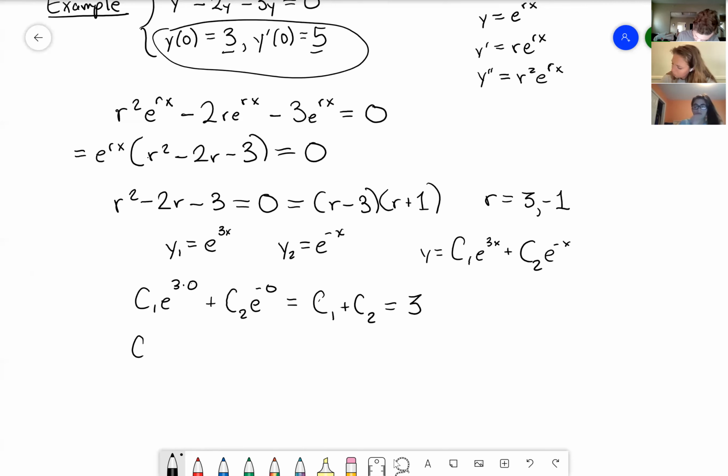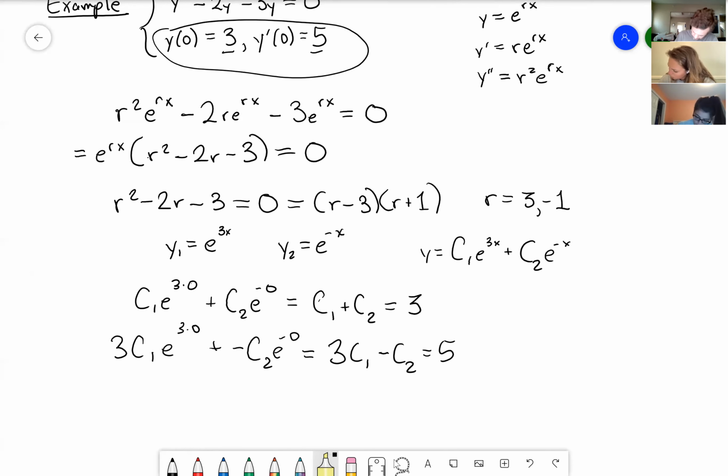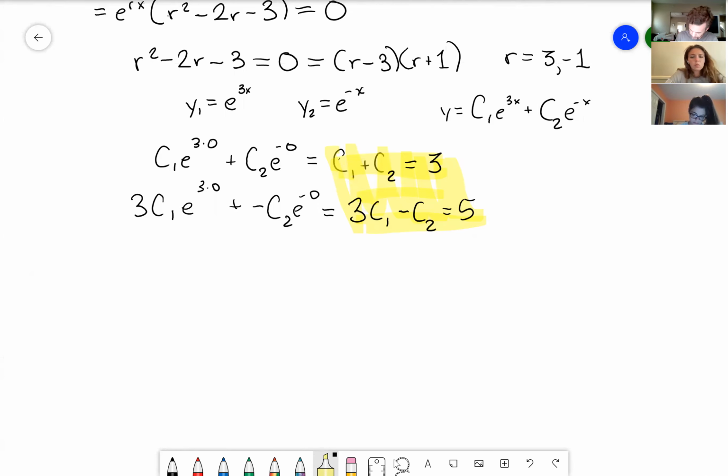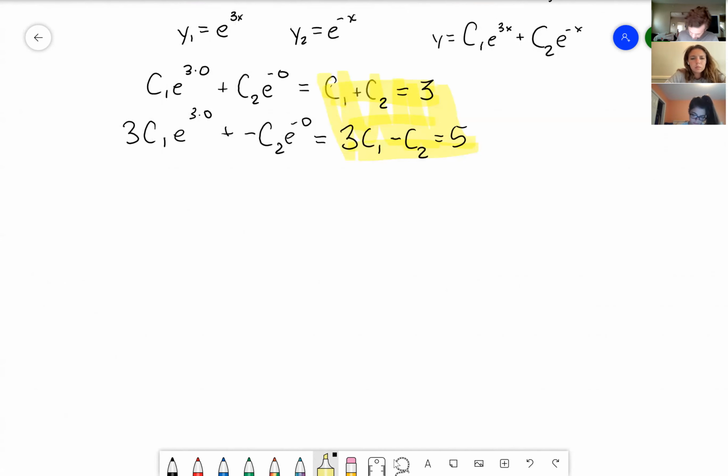And then our second case, we have C1 times the derivative of this first thing. So that's 3C1 e to the 3 times 0, plus negative C2 times e to the negative 0. And that gives us 3C1 minus C2 is equal to 5. So we've got our initial conditions built into our specific solution, and all we would have to do is solve this.